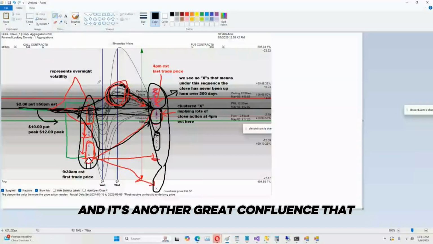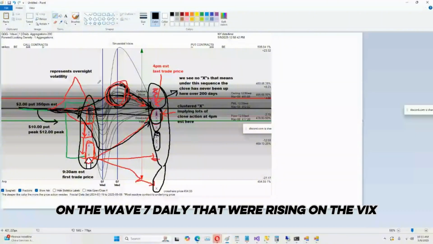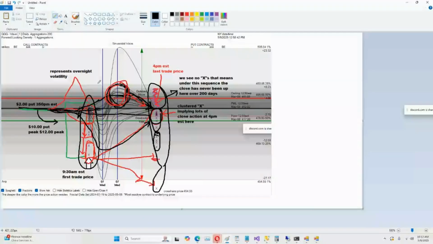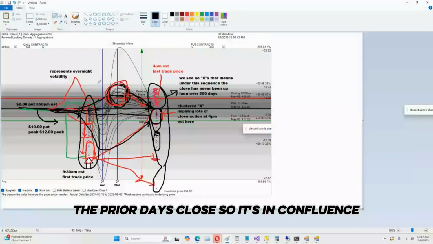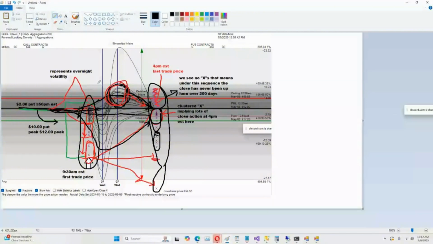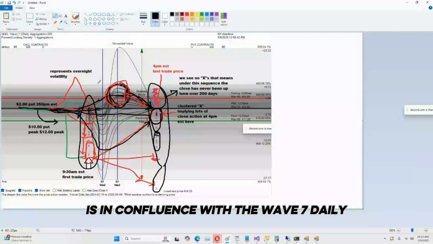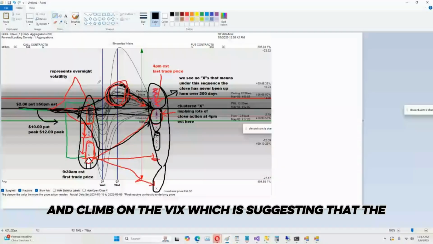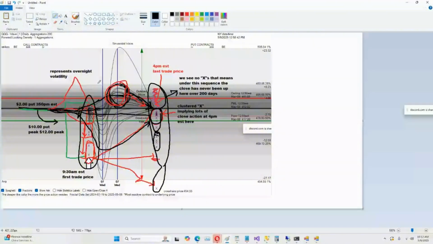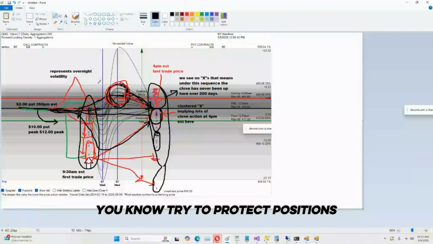And it's another great confluence that, as M3 was suggesting this morning on the Wave 7 Daily, we're rising on the VIX. And this is suggesting, based on our relative positioning on the fractal, that we're closing beneath the prior day's close. So it's in confluence. A totally different model, done a totally different way, is in confluence with the Wave 7 Daily, where it's trying to break the vector and climb on the VIX, which is suggestive that the stock market as a whole is under downside pressure, because people are hedging, buying puts to try to protect positions. So this shows us a whole other thing. And then it shows us how bad it tends to get on our closings.